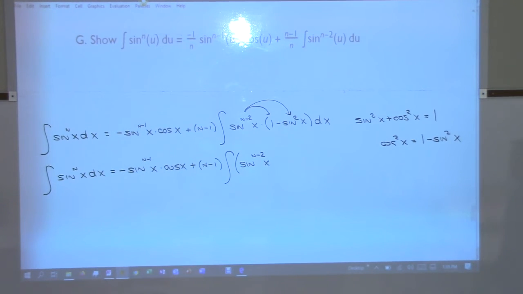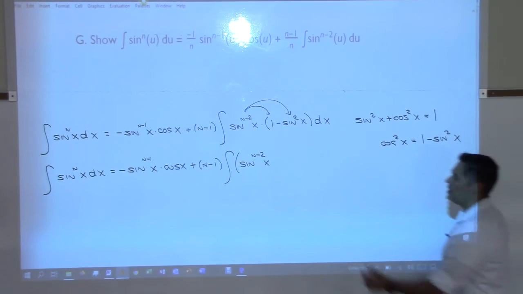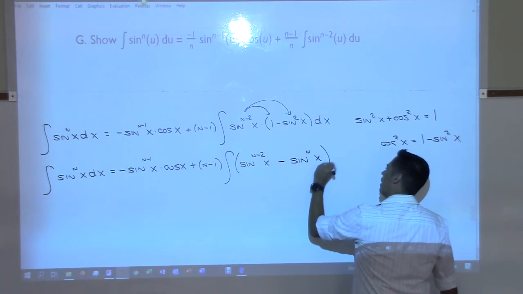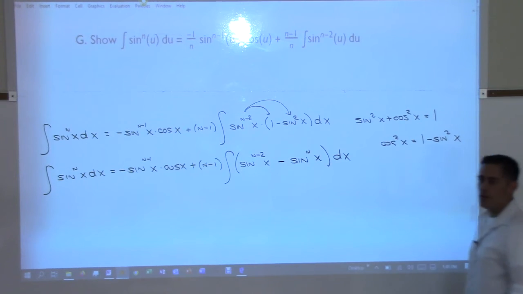So they have the same base, right? The base is sine x. So different exponents, you multiply... add. Add them. So what's n minus 2 plus 2? That's 2. And just n, right? So we're going to have here minus sine to the n of x, like that, dx. We still on board?